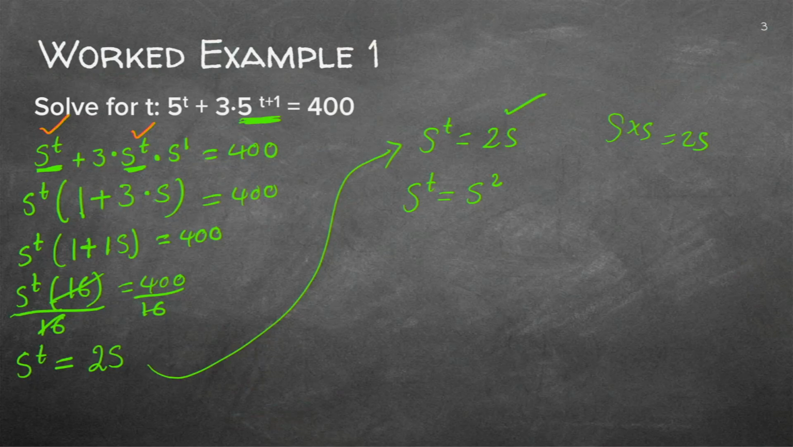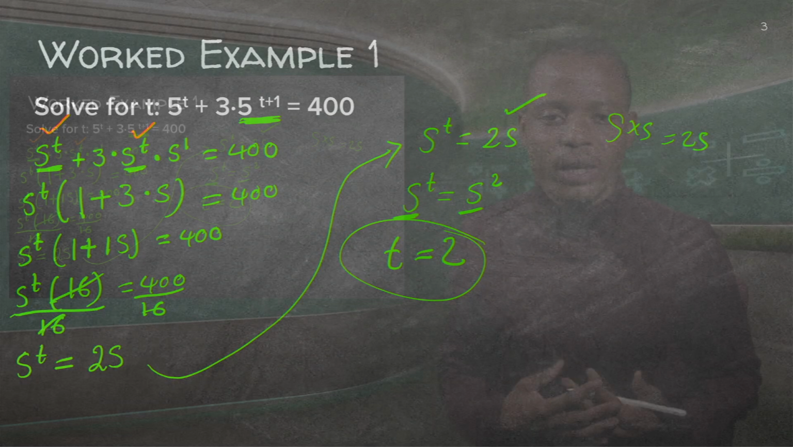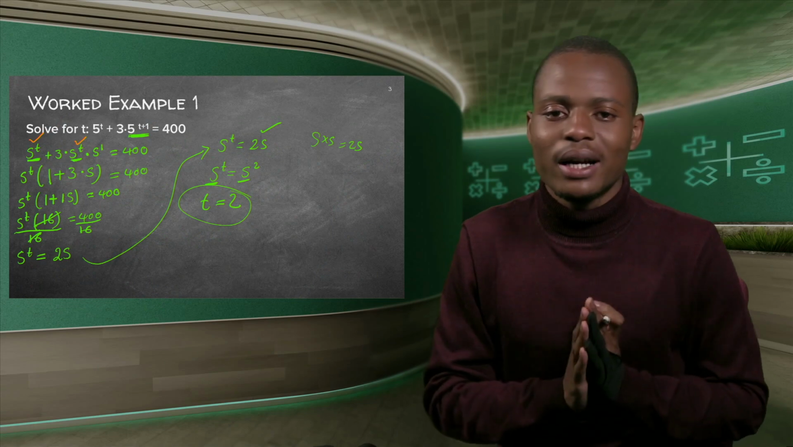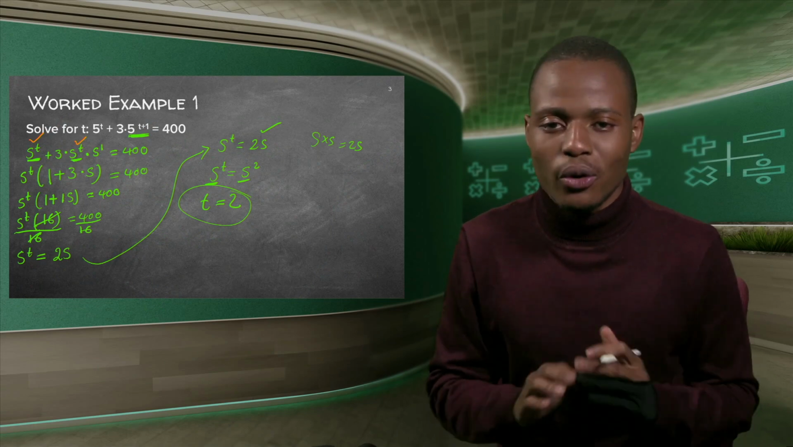This becomes, now, since I have 5 on one side and 5 on the other side, so this simply becomes t equals 2. So this is how you solve your equation, and that is how you find the unknown power that you've been looking for. Follow each step that we used here, and trust me guys, you won't struggle at all.